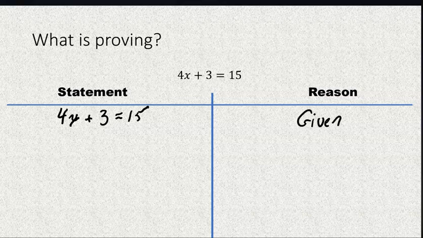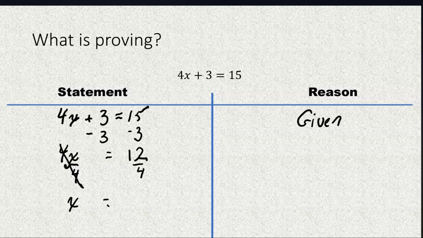Now what I want to do is go through the process of solving this equation. So I'm going to do that first. So I'm going to subtract this 3. And therefore I'm going to get 4x equals 12. Then I'm going to divide this 4 and x equals 3. The important part of this proving process is backing up every statement I make with a reason.